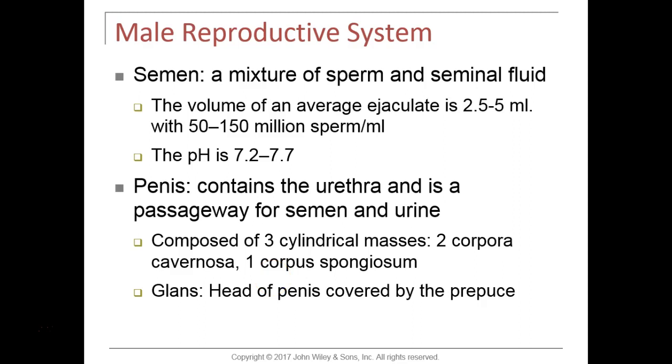The penis itself has 3 erectile tissues. We need to know what they are. There are 2 corpora cavernosa tissue bands on the dorsal side of the penis, and then only 1 corpus spongiosum. The head of the penis is referred to as the glans penis, or just the glans.